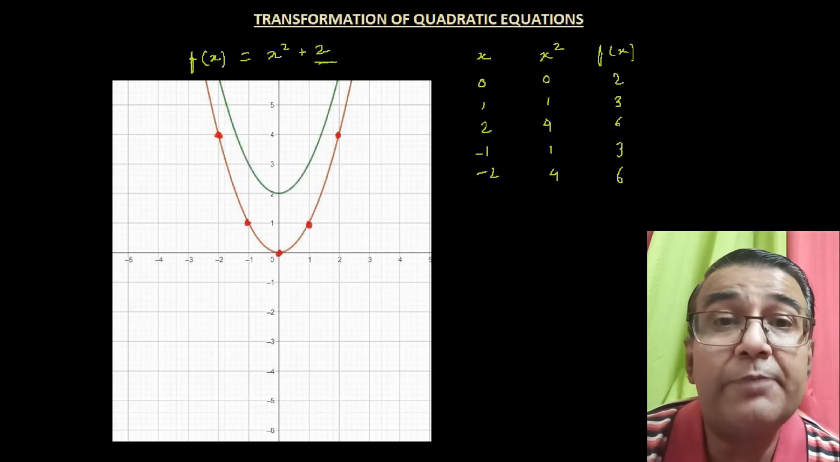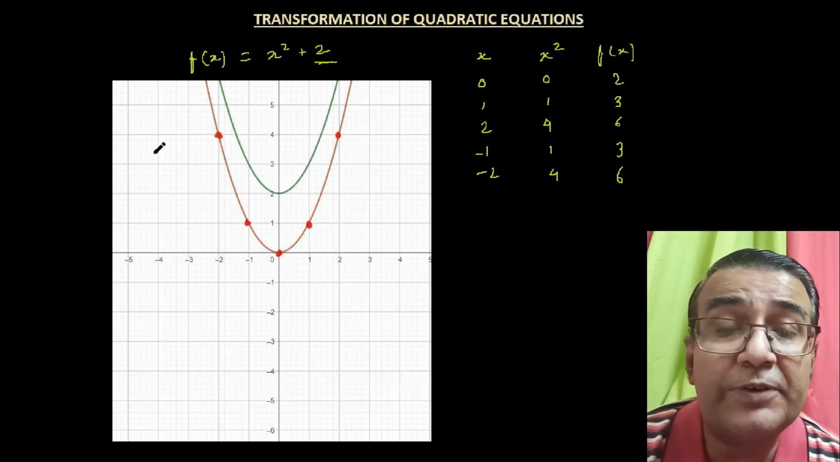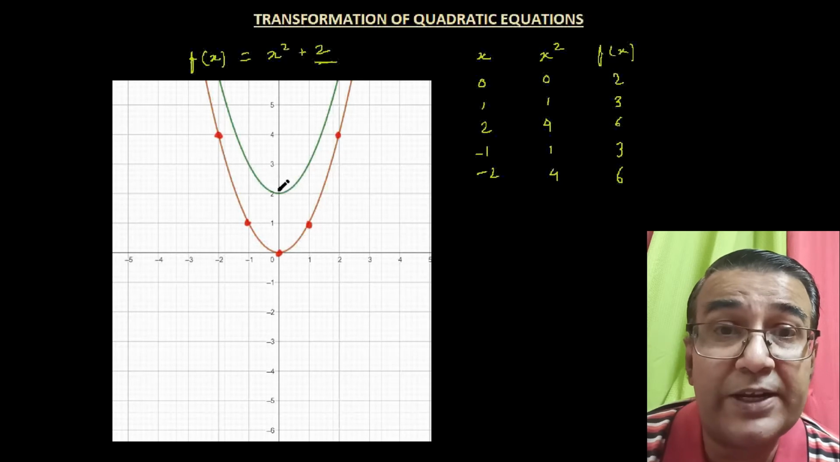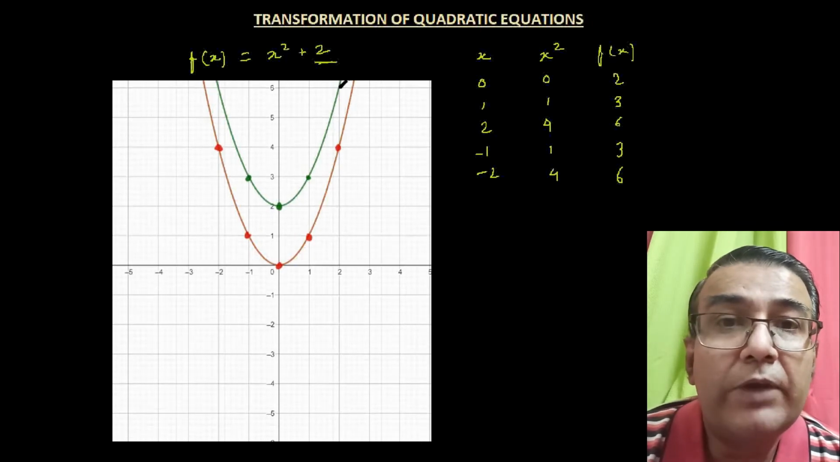And let us very quickly mark the points also on the graph. So we have 0, 2, which is right here. We had 1, 3, which is here. We also had negative 1, 3, which will be right here. We had 2, 6, which would be here, and negative 2, 6, which would be here.